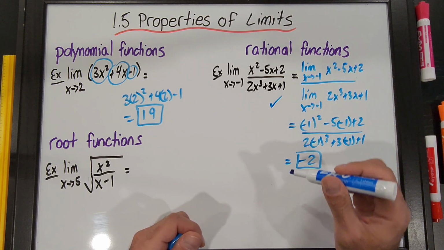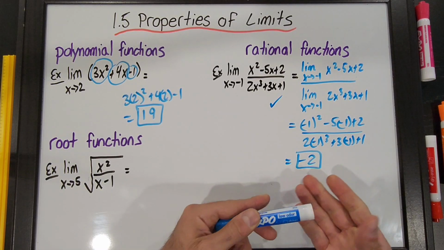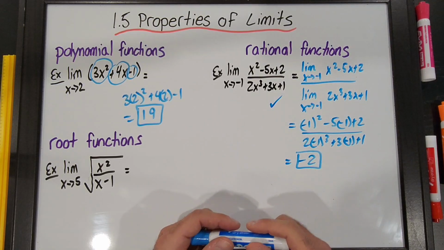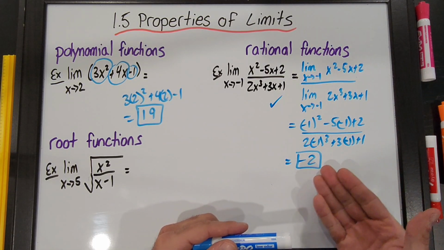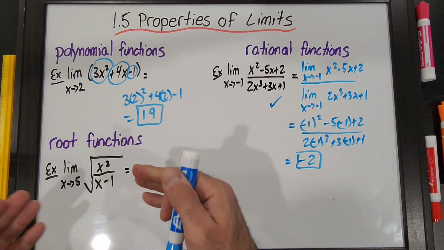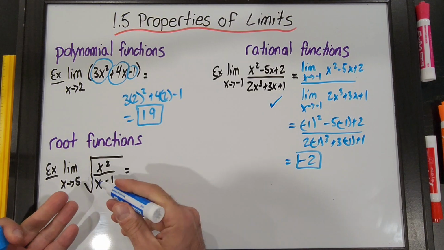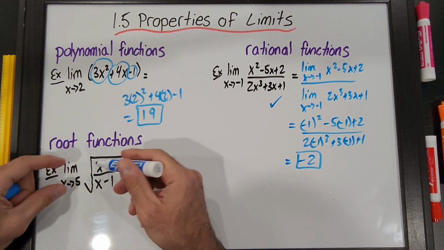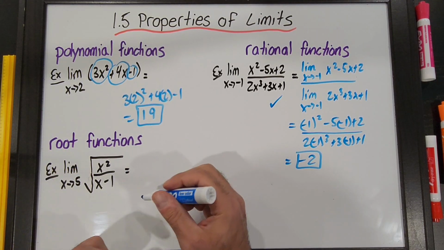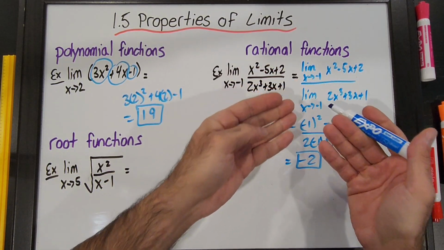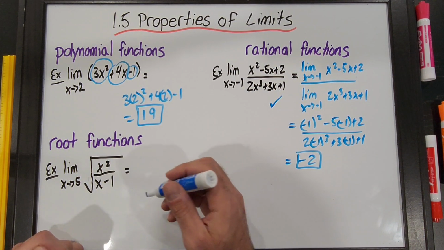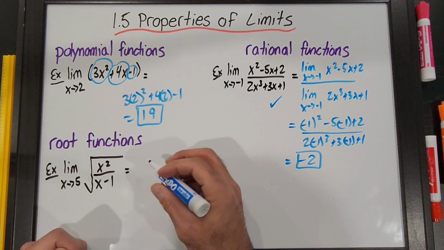So the limit as x approaches negative 1 is negative 2 because negative 1 is clearly not an asymptote. It's not going to be undefined if I plug it in. So rational functions, pretty easy. Root functions, same idea. I can plug in the numerator and the denominator. I can find the limit of the numerator, of the denominator, whether I separate it like this or not. This is what the property of a limit is. It doesn't really matter. As long as you realize that it's substitutable, you're good to go.